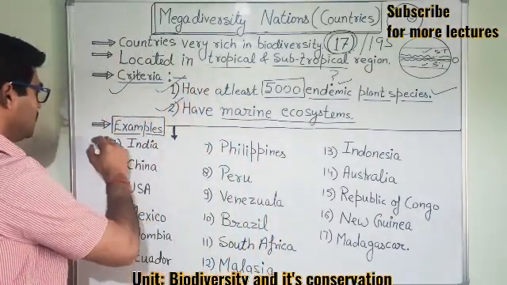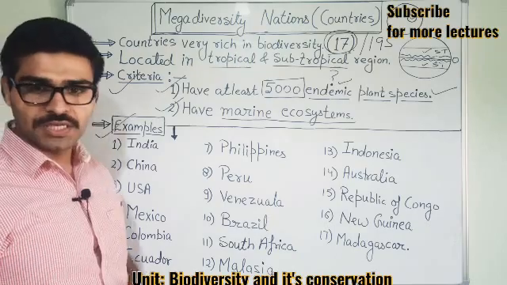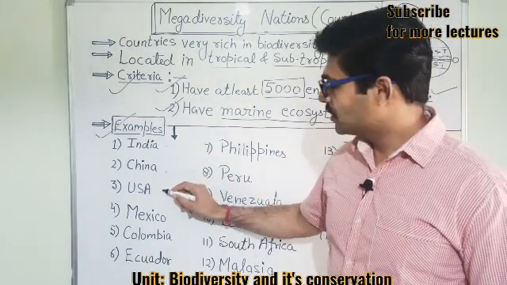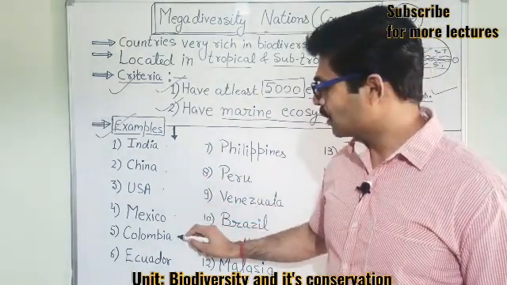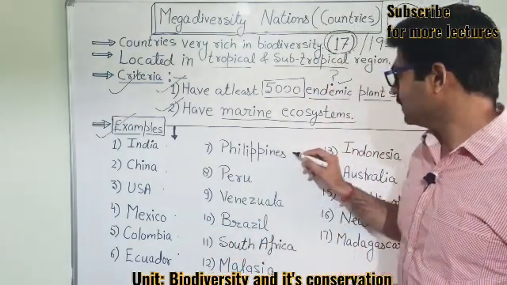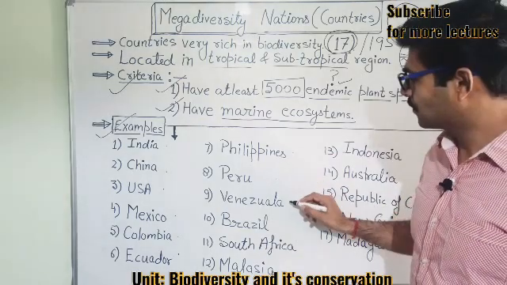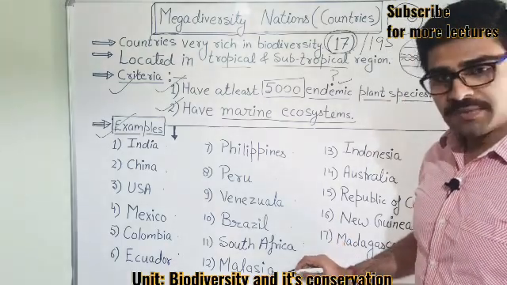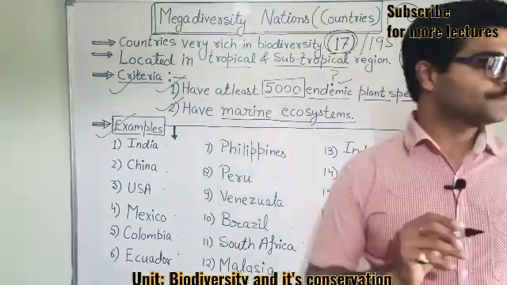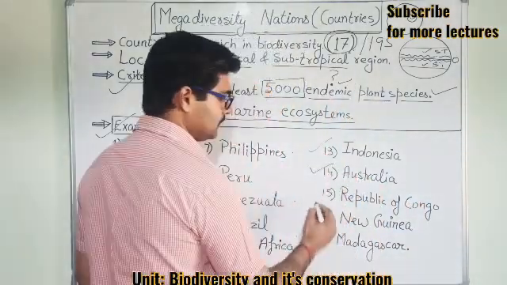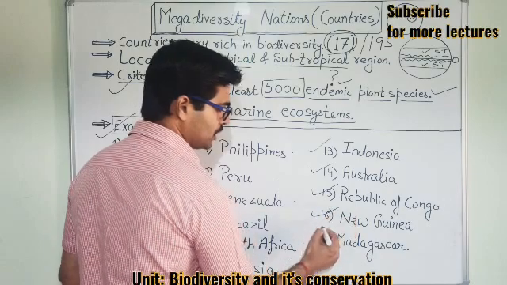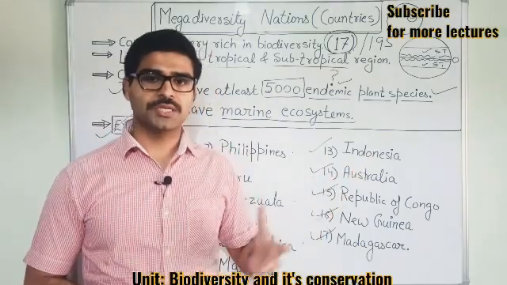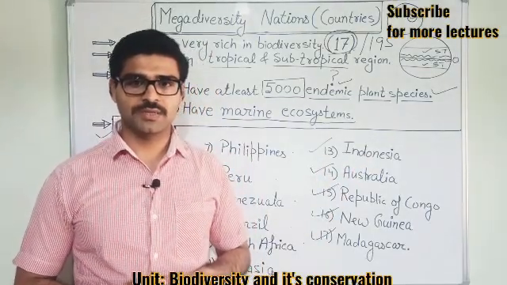Now let us have a look at the examples of megadiversity nations or countries: India, China, USA, Mexico, Colombia, Ecuador, Philippines, Peru, Venezuela, Brazil, South Africa, Malaysia, Indonesia, Australia, Republic of Congo, New Guinea and Madagascar. These are the 17 nations which come under the concept of megadiversity nations.